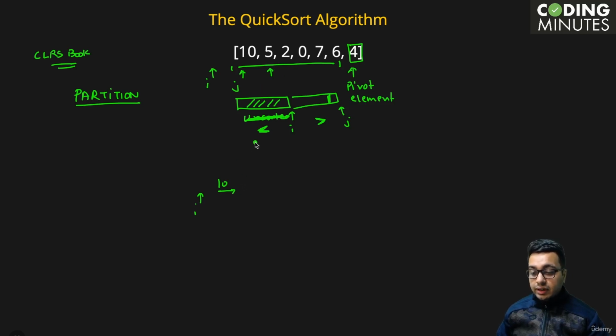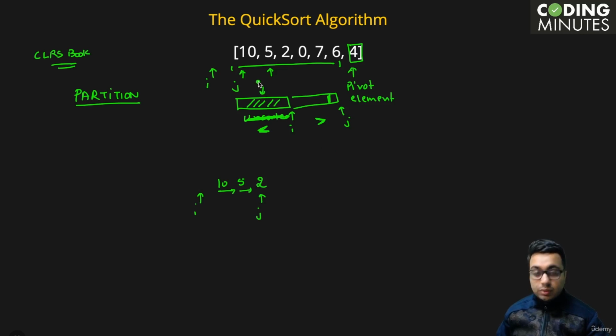Is 5 greater than 4? Yes, so we will not do anything. We will just move our J pointer to the next location. So J is now standing at 2. Is 2 greater than 4? The answer is no. If it is not, we will expand this window.